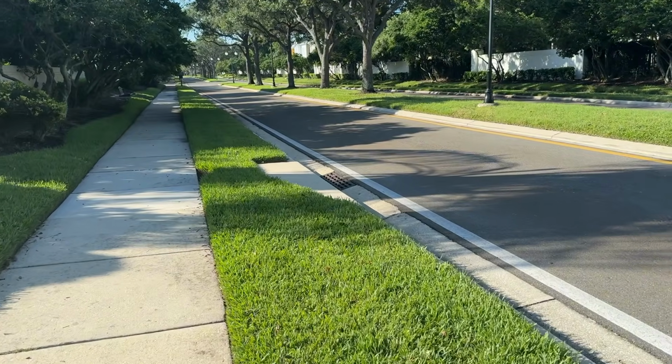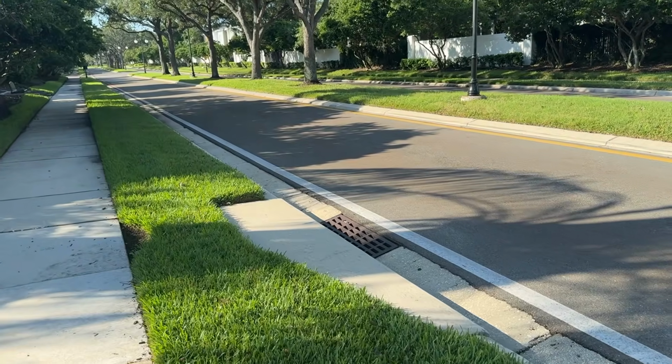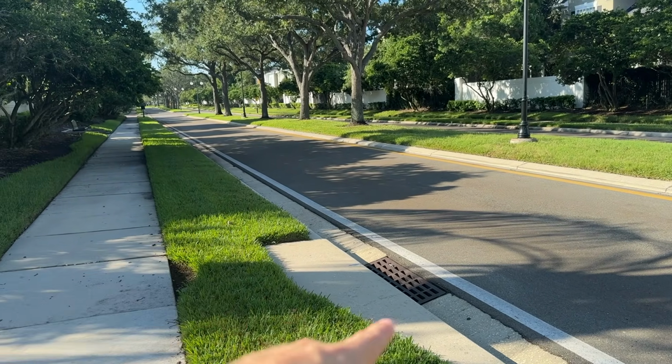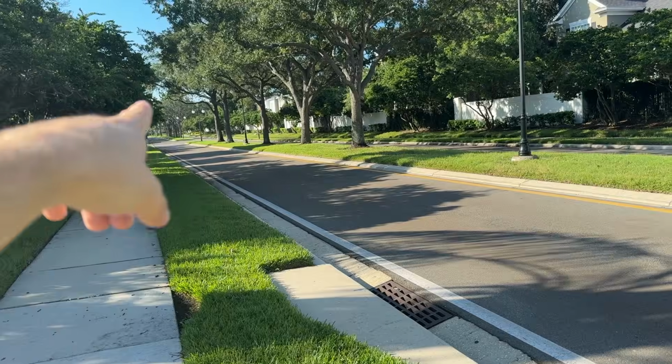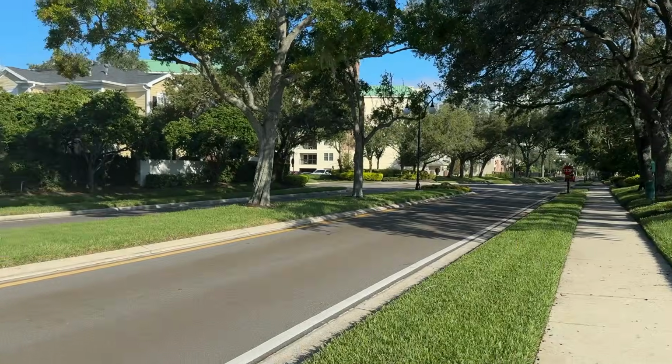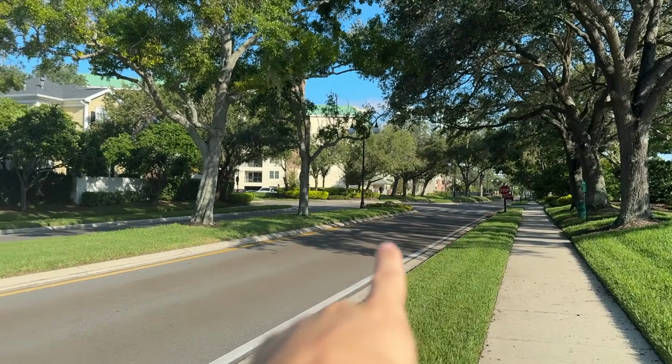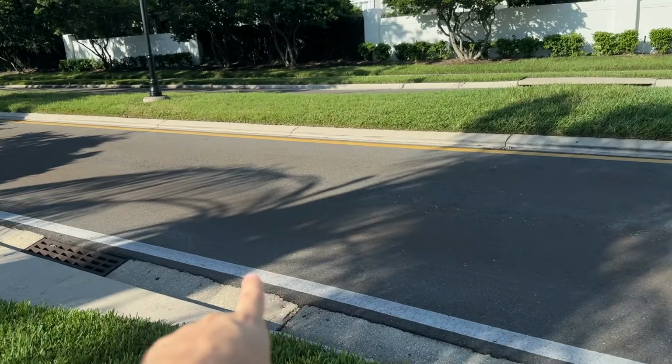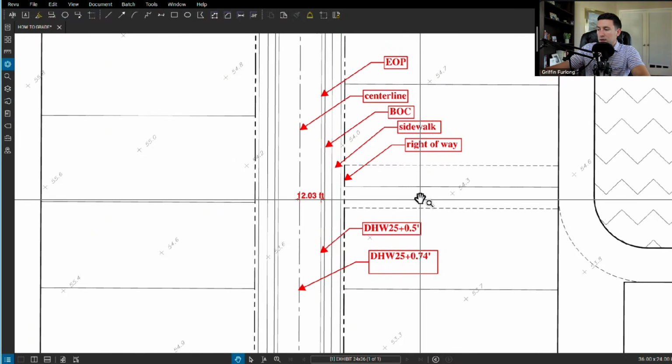So here we've got this road inlet, which again is a low point, from a high point all the way down there to there, and then from a high point all the way down there to there. So what are some other things? We're going to write all these down. I'm going to put all these in the link in my description. What else do we need?